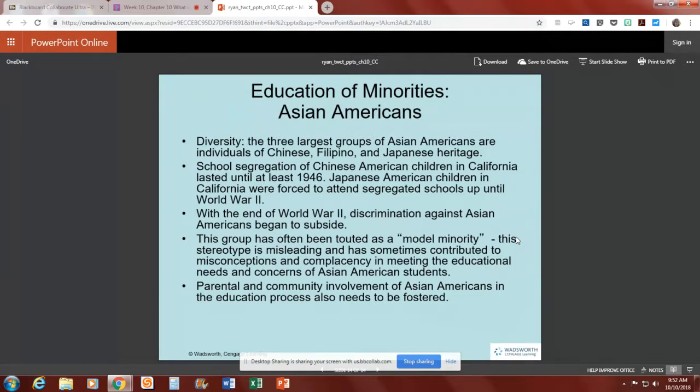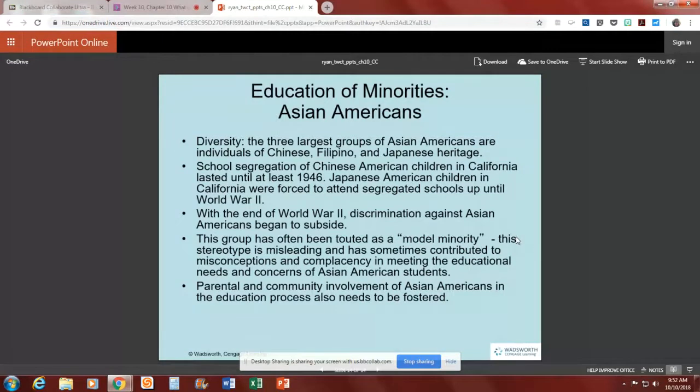School segregation of Chinese American children in California lasted until at least 1946, so you have to look at the influence there of World War II. The Japanese American children in California were forced to attend segregated schools up until World War II. With the end of World War II, some of that discrimination against Asian Americans did begin to subside.